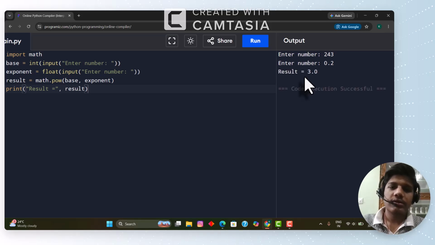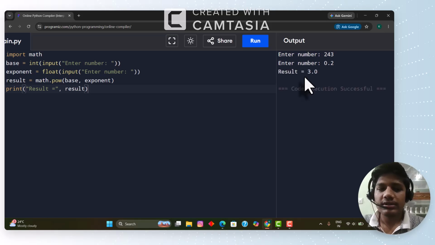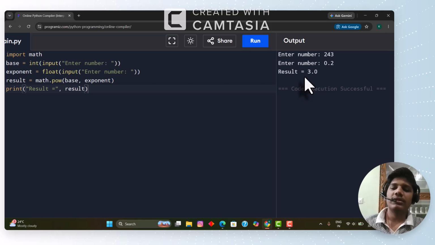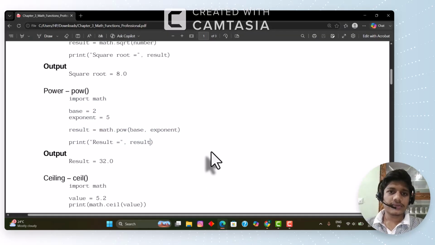So this is the way of getting it. We can find the cube root, square root, quarter root, any root, and we can find the powers also. So 243 power 0.2 means 243 power 1 by 5 equals 3, and 3 power 5 equals 243 like that. So we get this with the power function.